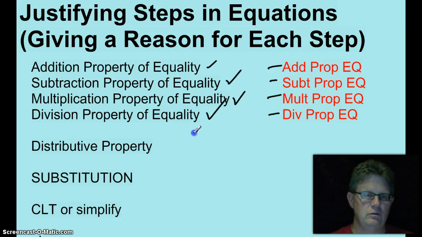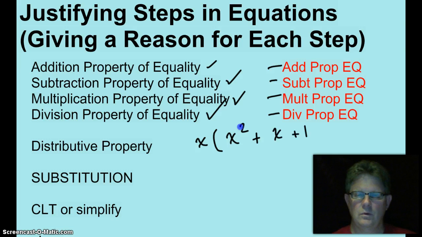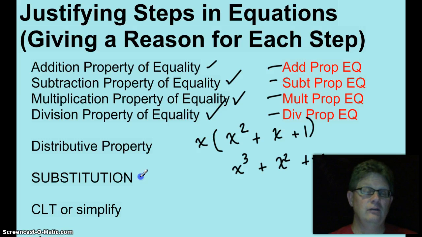Distributive property, I just showed you that, where you take a number or a letter on the outside of a set of parentheses and multiply that times each term inside the parentheses, thereby distributing, passing that out to each one of the terms on the inside. Substitution, that's where you replace equals with equals. And then CLT, combine like terms, or simplify.